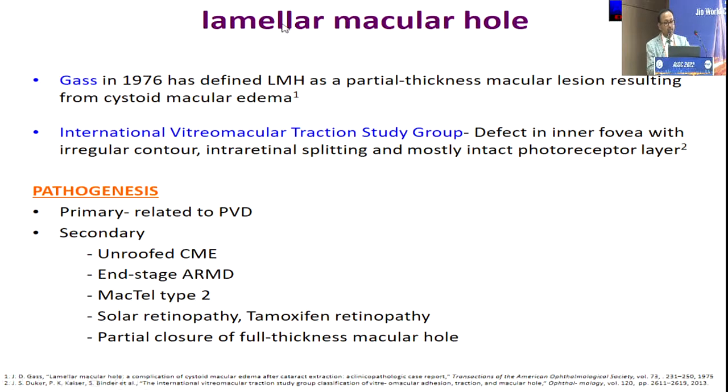CME. The International Retromacular Traction Study Group showed it is probably a defect in the inner fovea with irregular contour, intraretinal splitting, and a mostly intact photoreceptor layer. The pathogenesis is primarily related to the PVD, and secondary to unroofed CME, end-stage ARMD, MacTel type 2, solar retinopathy, tamoxifen retinopathy, as well as partial closure of the full thickness macular hole.